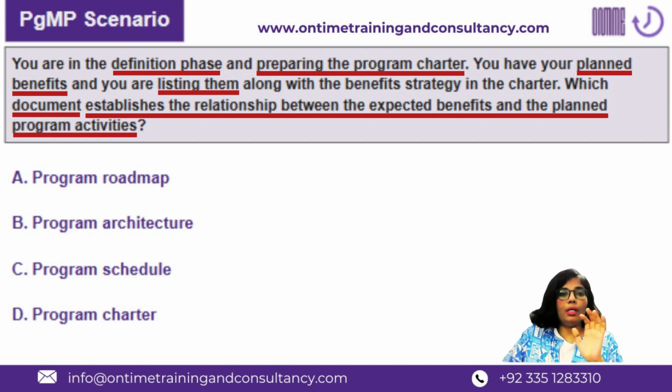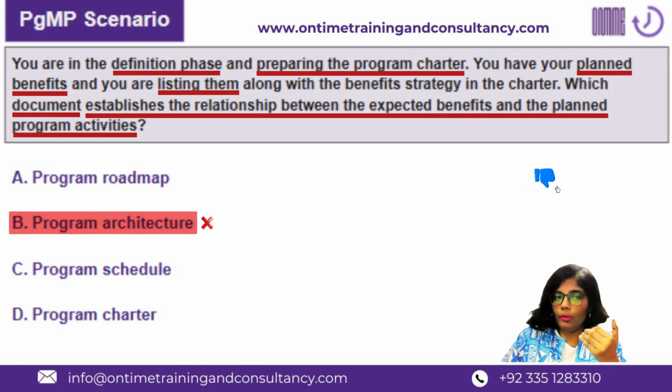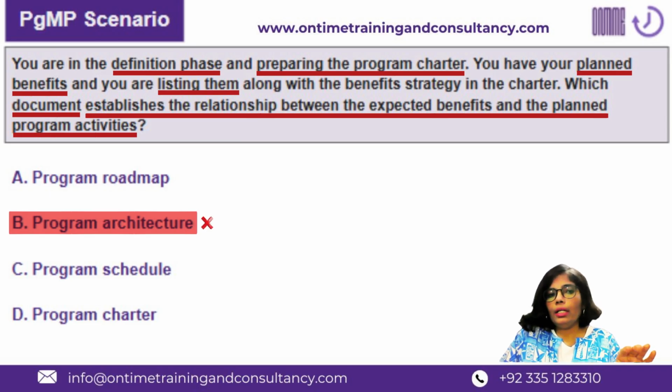This question requires some discussion actually. The first discussion is that B, program architecture, is an outlier over here, for one reason: it is not a document. You would ask me what program architecture is, and this is a question that none of my PgMP mentees miss out. Each of them asks this question, that we don't understand the concept of architecture. The standard doesn't really talk about that in detail.